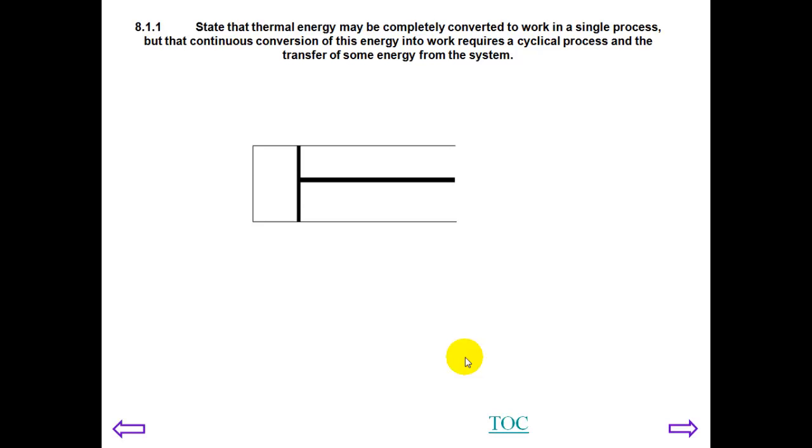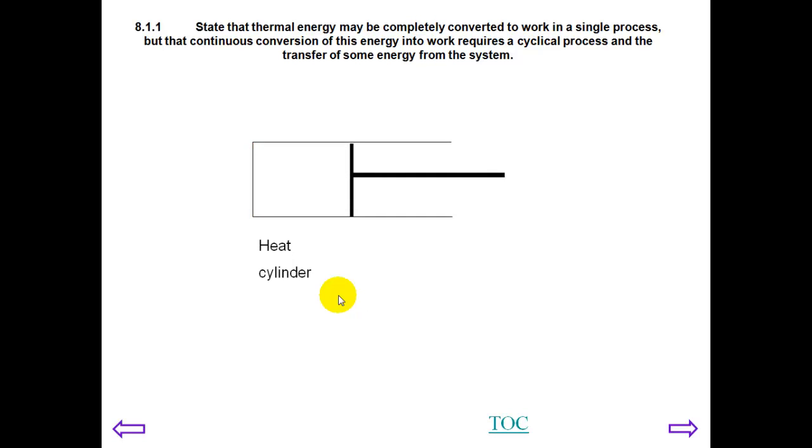You have to state that thermal energy may be completely converted into work in a single process, but this continuous conversion of energy into work requires a cyclical process and the transfer of some energy from the system. So we have a piston, with a volume of air inside this piston. We're going to heat this cylinder of air, so it's going to heat up and expand. In expanding it does work to the surroundings.